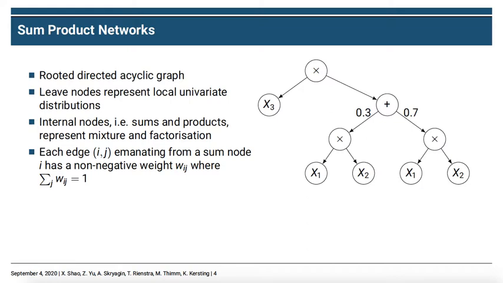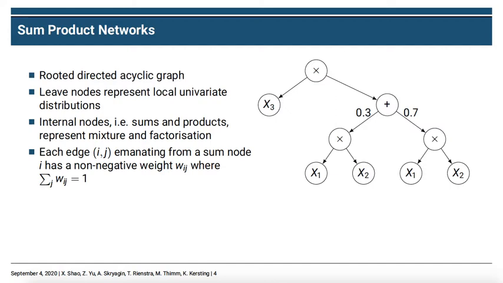Here, we give a quick introduction to sum product networks. First of all, it is a rooted directed acyclic graph. Its leaf nodes represent local univariate distributions. The internal nodes are sum nodes and product nodes. Sum nodes represent mixture, and product nodes represent factorization.